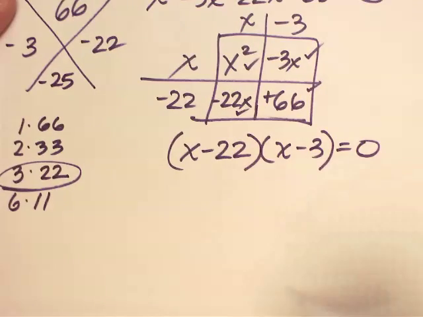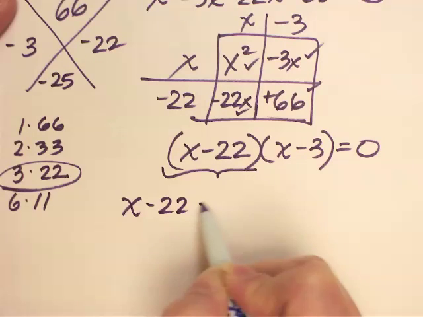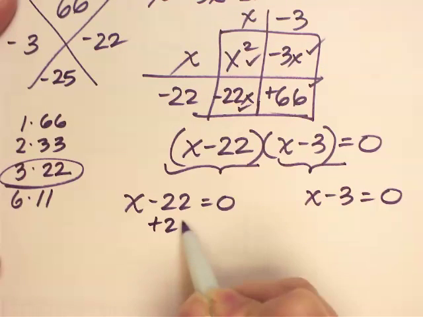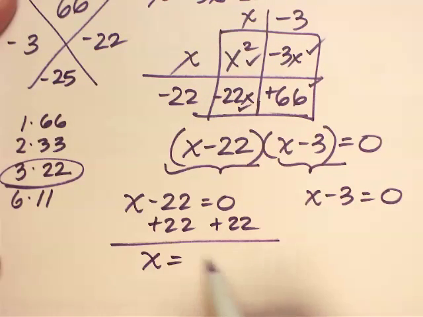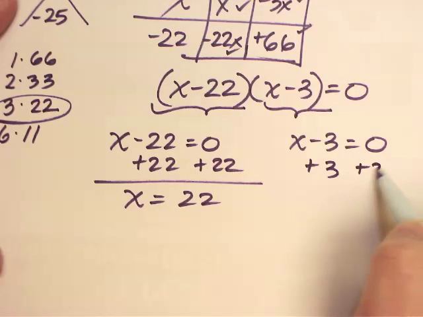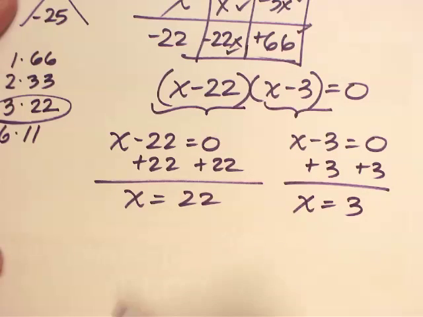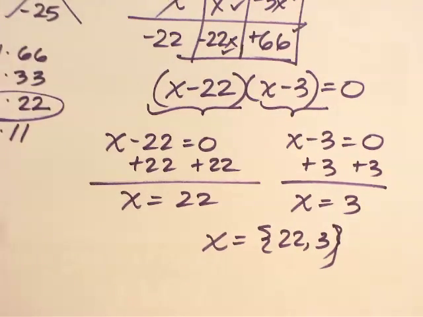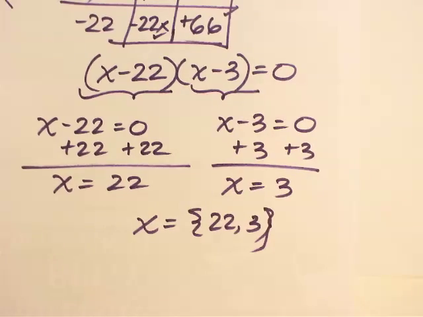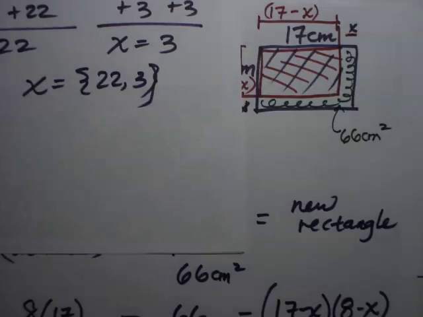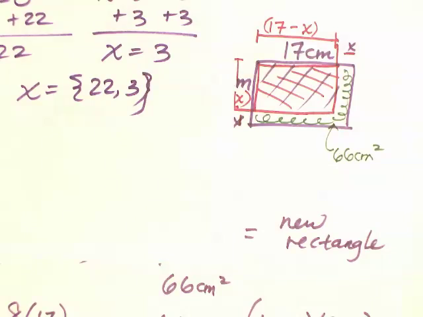Now, continue solving. Factor x minus 22 equals 0, and the other factor, x minus 3 equals 0. So, as I continue solving, I get x equals 22 in this case. Adding 3 on this one, I get x equals 3 in this case. So my solutions here are 22 and 3. Yet, I'm not done with the problem yet, because now I need to go back and check and see what works.